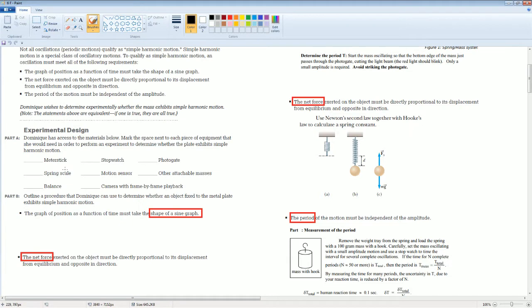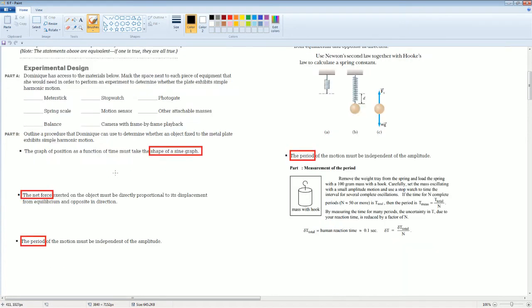This is an experimental design. The first part, A, is just for you to select the material that you're using. Part B is to outline the procedure in which you're going to be using these materials.